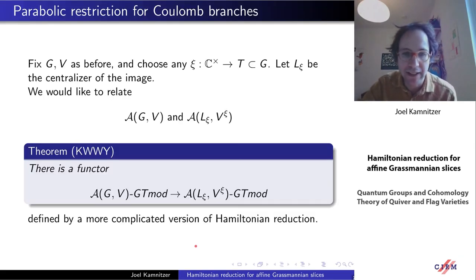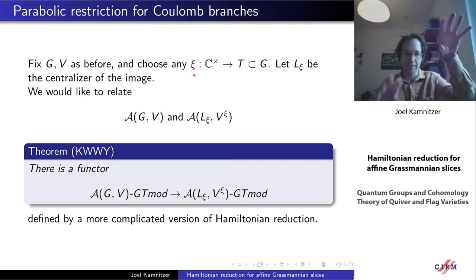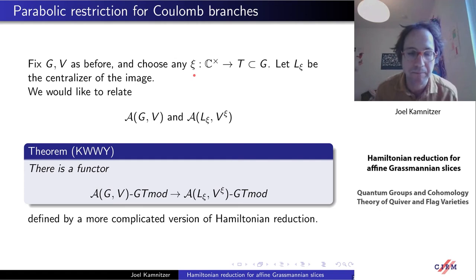Okay, so what are we going to do now about this? Let's return to the generality of Coulomb branches. So I have a reductive group and a representation. I get a Coulomb branch by this complicated method. And I choose one more piece of data, which will be a coweight of my group G. So I call it c. And I can form the Levi subgroup, which is the centralizer of the image of c. So for example, if G was GL_n, then this c will break this GL_n into a product of smaller block diagonal matrices, smaller GLs along the diagonal. So that product of GLs is this L_c.